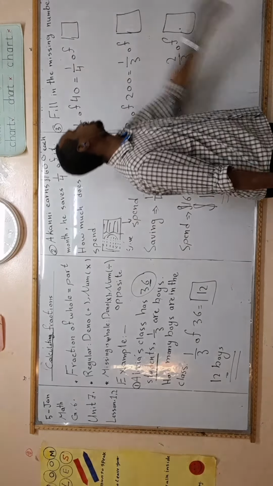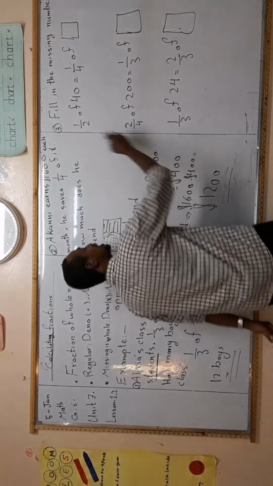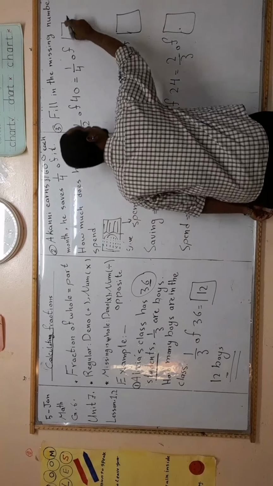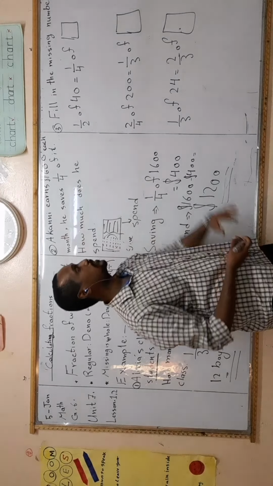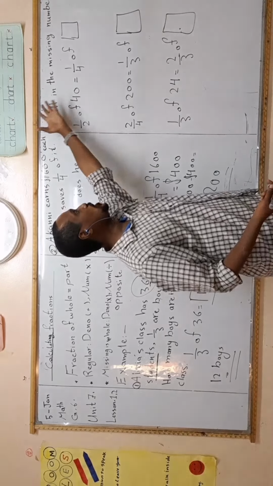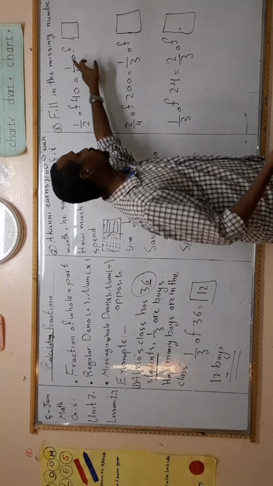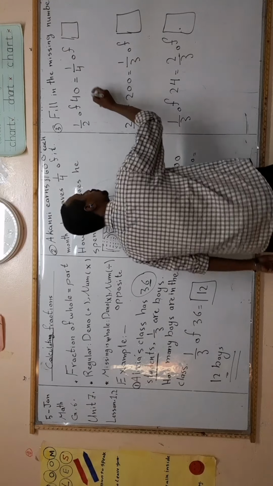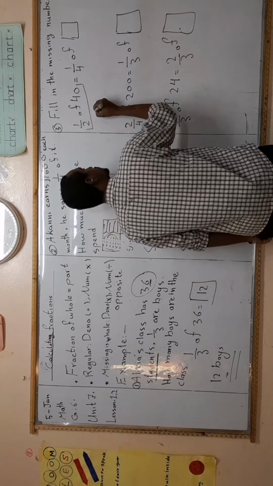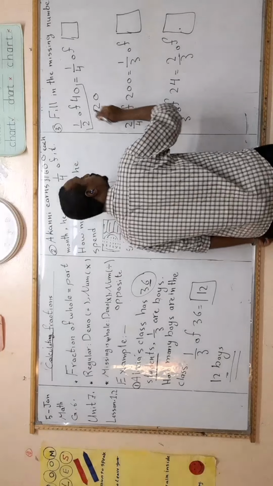The last question here, fill in the missing number. For example, 1/2 of 40 equals 1/4 of this. They want the missing number. Here it means half of 40 equals the same amount, a quarter of this number. So what should I do? I'm going to find this first. Half of 40 is 20.